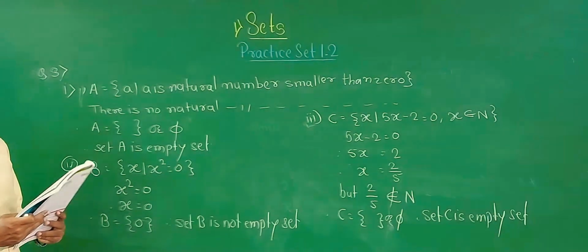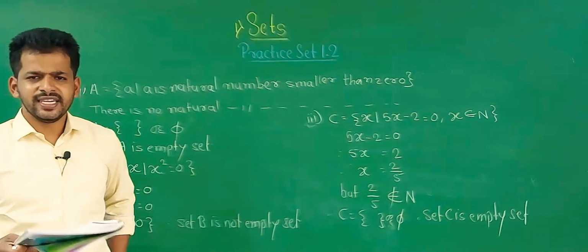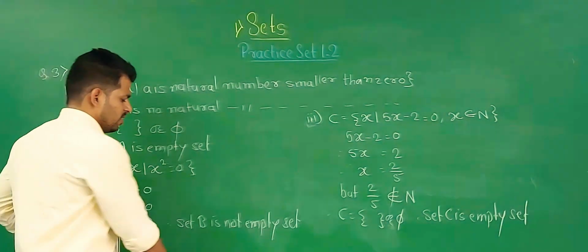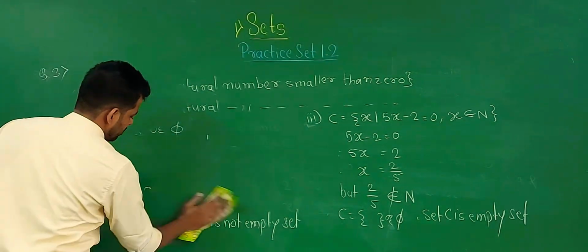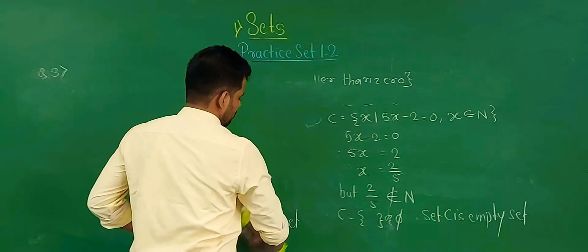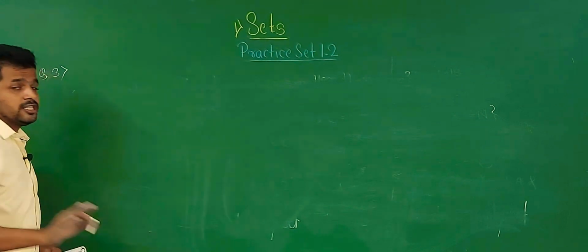Okay, let's see question number 4. Write the reason which of the following sets are finite or infinite. It is simple. Finite means limited, and infinite means not limited or not countable. Okay, infinite, that is not countable.